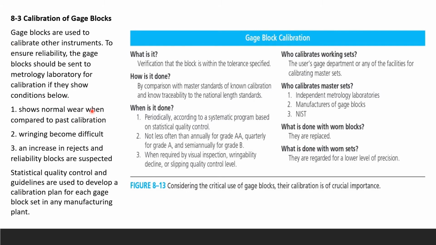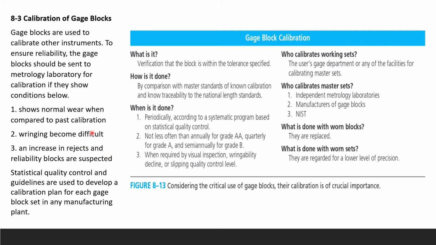Gauge blocks are used to calibrate other instruments. To ensure reliability, the gauge blocks should be sent to a metrology laboratory for calibration if they show the conditions below. That's already explained with this table. It shows normal wear when compared to post-calibration. There's something wrong with the block if ringing becomes difficult, meaning you can't stick them to each other. When you do the measurement, you use a block and stack them all together, and that ringing becomes very difficult.